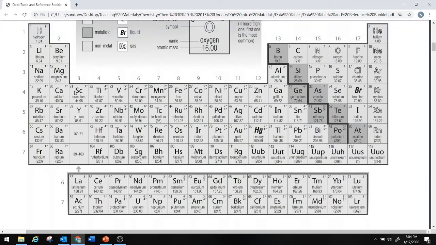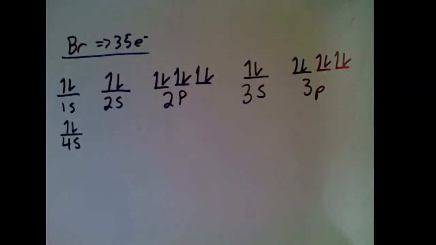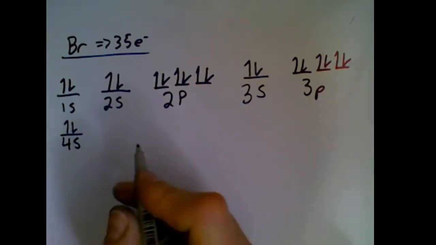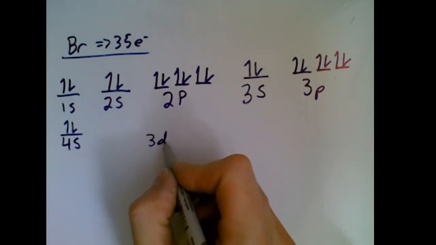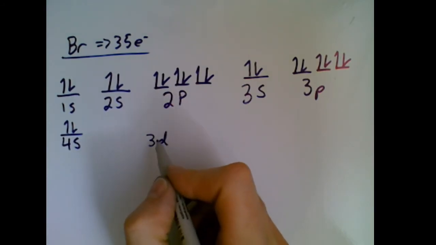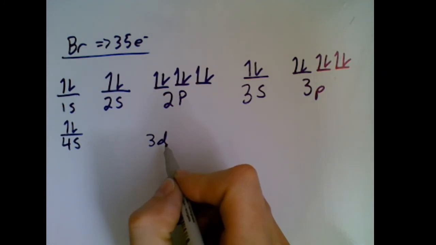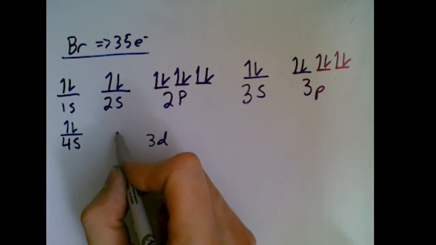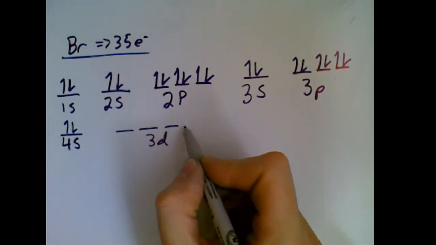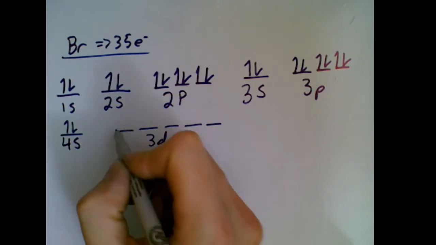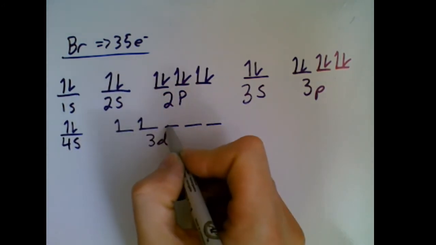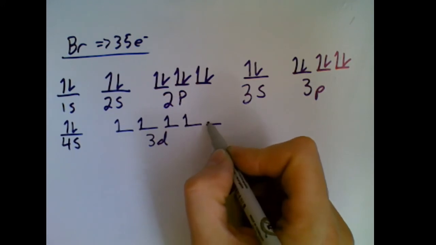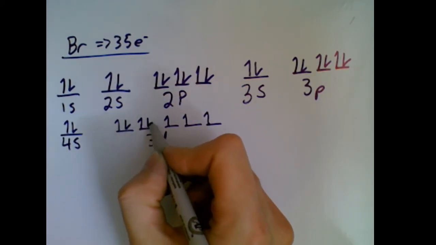So what comes next? Well, remember I mentioned 3d is actually what starts here. So we're at a d orbital, but the d's are always one behind the s's. So now we have 3d. And because it's a d, remember there's 5 shapes per energy level. So that means 1, 2, 3, 4, 5 lines. Each of those holding a maximum of 2, which means a d orbital can hold up to 10.